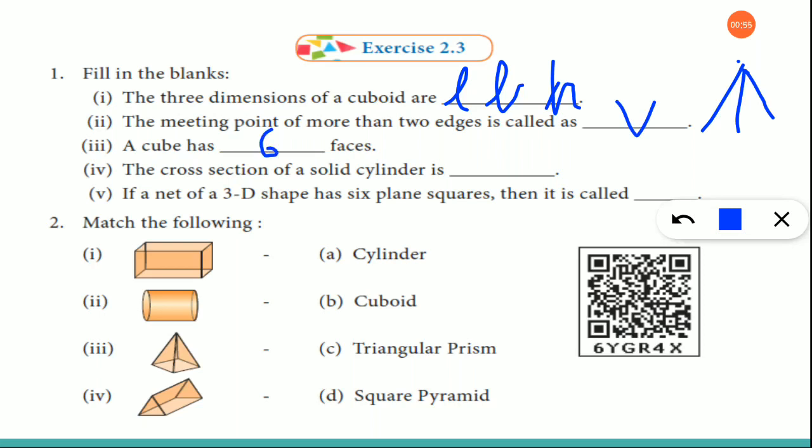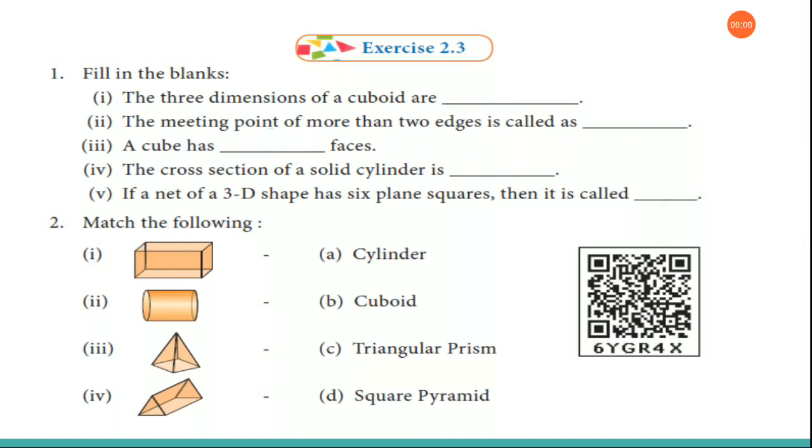Okay. Then the cross section of a solid cylinder. Look at this cylinder given here. Imagine you are cutting this cylinder into 2. If you see inside, what shape will it be? It will be in the form of a circle only. Next, if a net of a 3D shape has 6 plane squares, then it is called dash. Net means, I told you, a folding suitcase or shoe box is called a net of a 3D shape. Now, if it is having 6 plane squares, that means it is having 6 faces. If it is having 6 faces, we call it a cube.